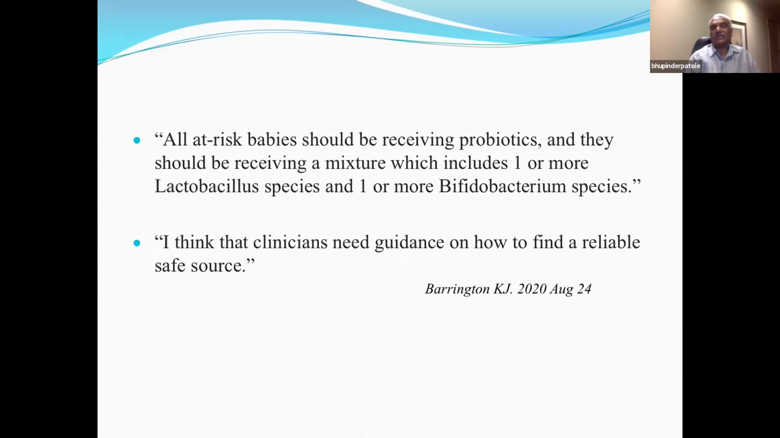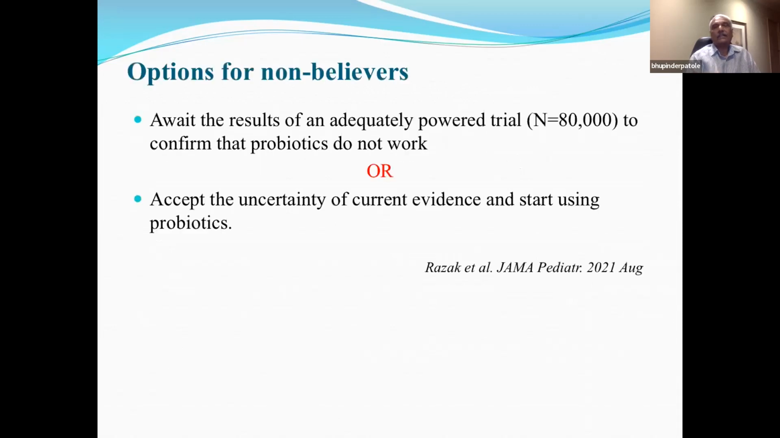And as I said, based on the famous paper, Shared Mechanisms of Probiotic Taxa in 2018, if you want to use probiotics, it is good to use a combination of lacto and bifidobacterium species. And that's what I think one of our senior colleagues pointed out, that clinicians definitely need guidance on where to find a reliable, safe source of probiotic. That is where national guidelines are very important, like we have in Australia and New Zealand.